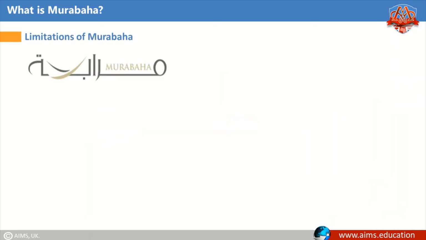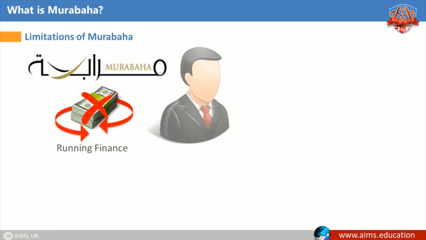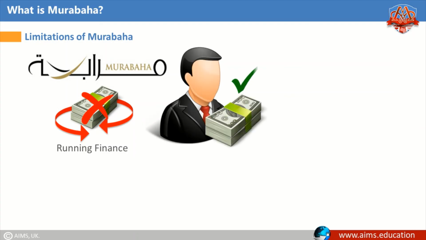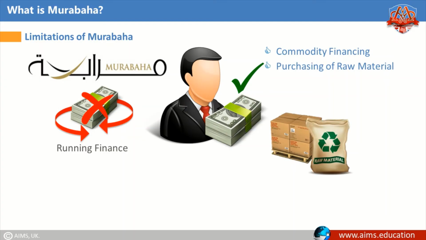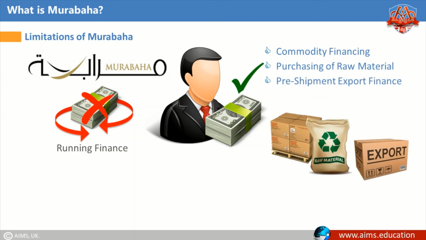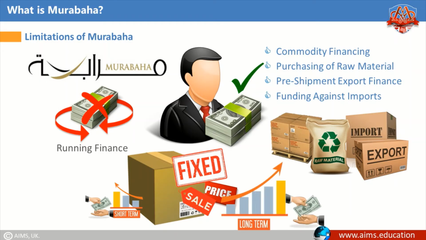Limitations of Murabaha. It cannot be used as a substitute of running finance, which provides cash for fulfilling various needs of the client. The borrower is allowed to get finance for working capital, that is, commodity financing, purchasing of raw material, pre-shipment export finance, and funding against imports. It is a fixed price sale, and normally for short-term transactions. However, it may be used for long-term financing.